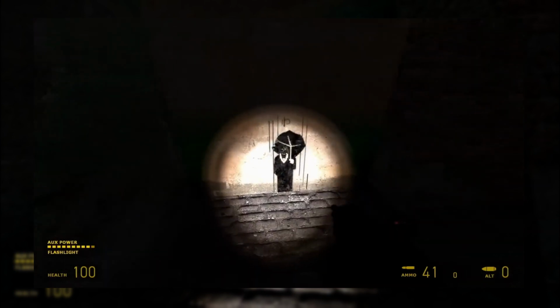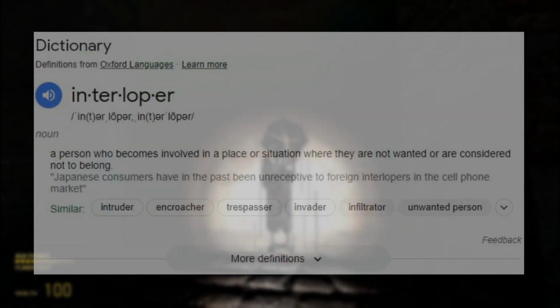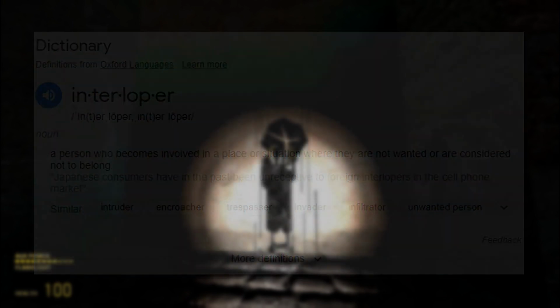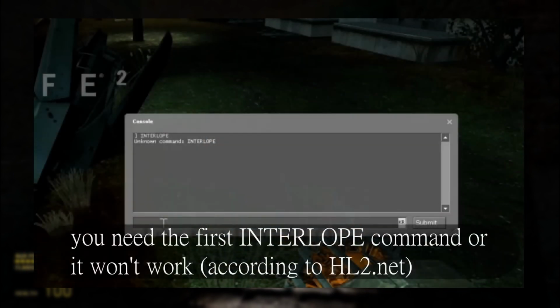Interloper. What is an interloper? An interloper is defined as a person who becomes involved in a place or situation where they are not wanted or considered to not belong. An intruder. Then it hit me like a train. The interloper, the umbrella man, he isn't the interloper. We're the interloper. This was clear from the moment Anomidae started to enter the console commands.